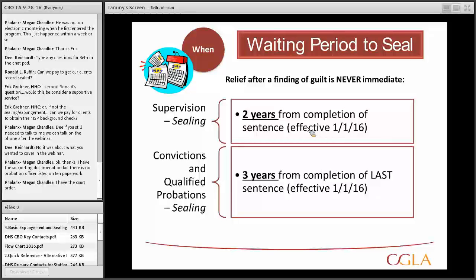So if a person is serving a sentence, the waiting period starts from the day they complete their sentence. Terminated from probation, discharged from parole. Dismissals and acquittals have no waiting periods. It's only when you're actually found guilty that you have a waiting period imposed on you.